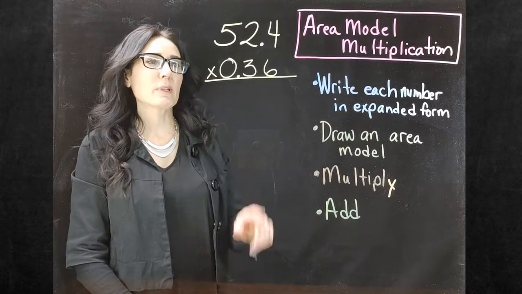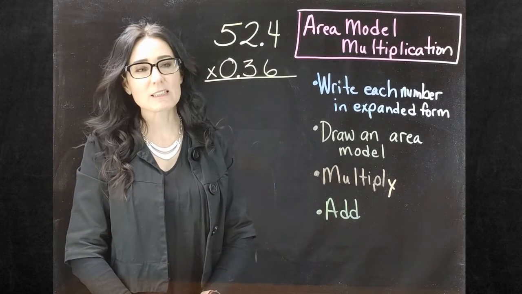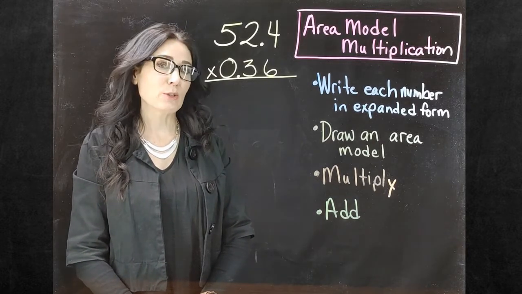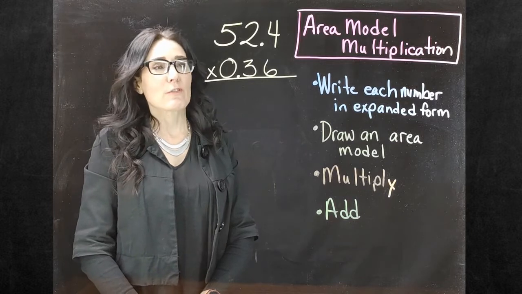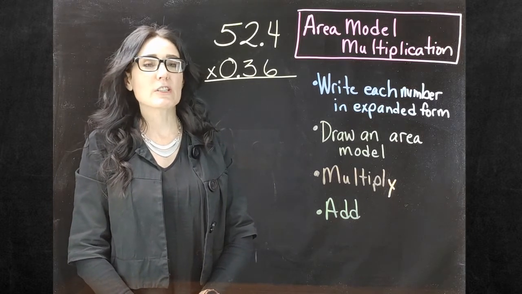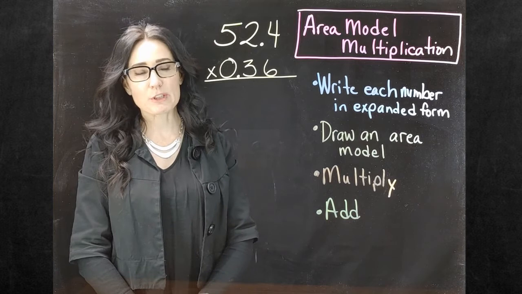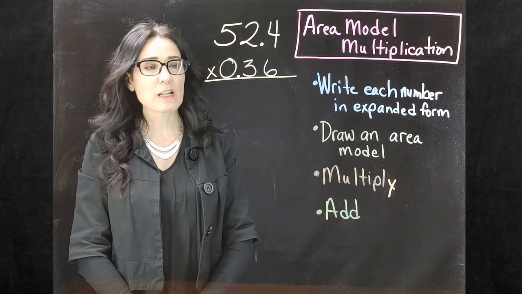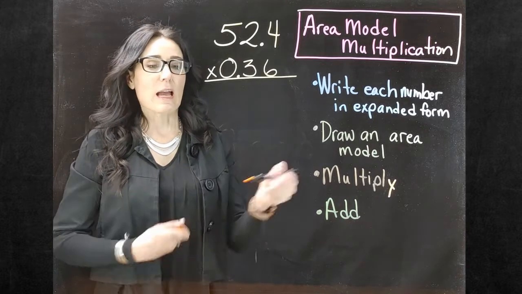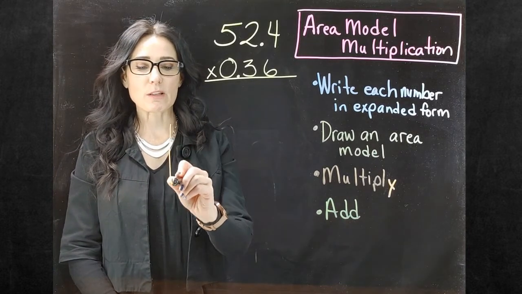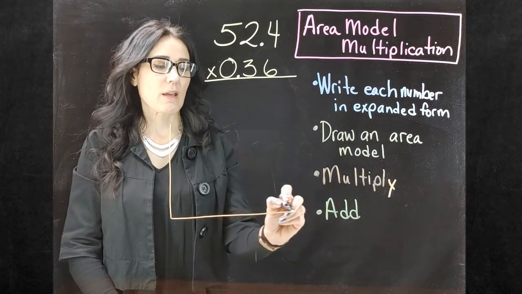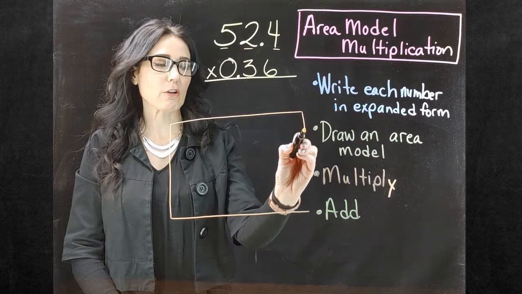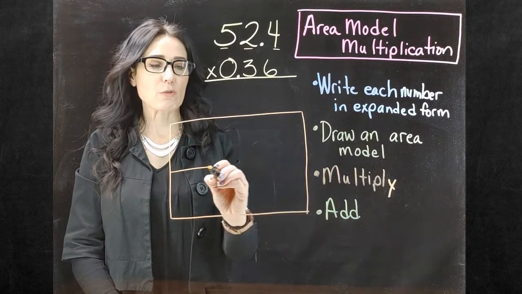All right, so in this video, we're going to be taking 52 and 4/10 times 36 hundredths. So I want to show you how to do that using the area model. So the first thing we're going to need to do is expand each one of these numbers. Now, since I know I'm multiplying by a two-digit number here, 36 hundredths, I know that my rectangle is going to be a little taller, and I'm multiplying by three digits on the top, so it's going to be a little longer. So I'm going to go ahead and draw this out.